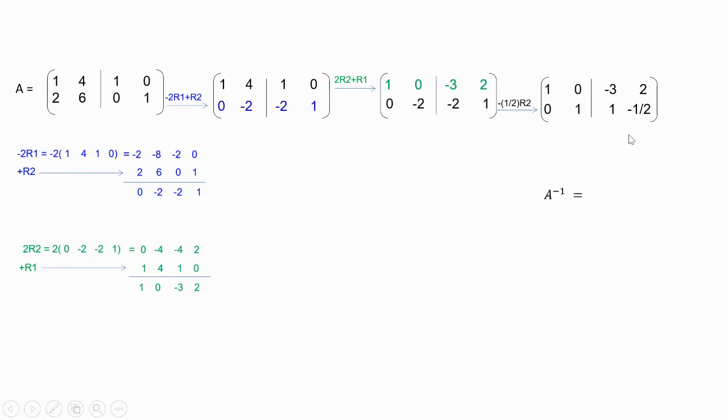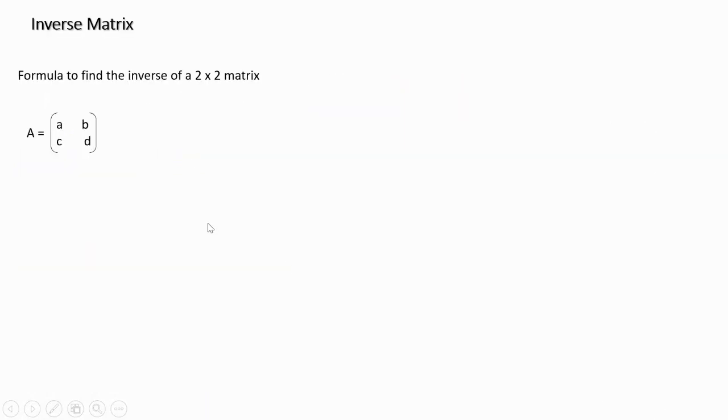You see, this is my inverse, guys. That's what I did earlier. That's how you do it. Now I'm going to show you one more way to get the inverse of our 2 by 2 matrix, and then we'll be done. There's a formula for that.